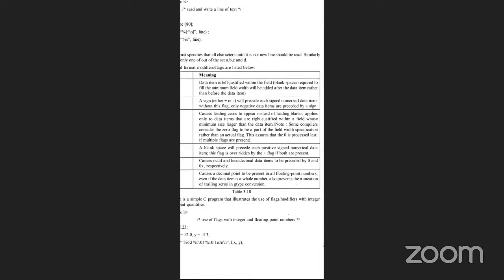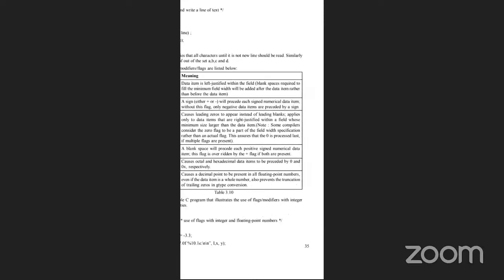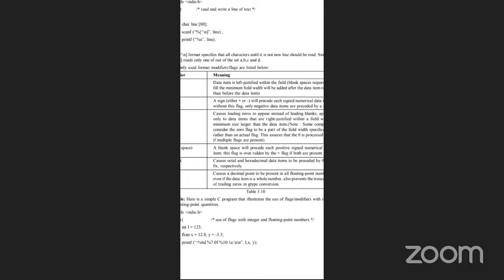It causes octal and hexadecimal data items to be preceded by 0. It causes a decimal point to be present in floating point numbers even if the data item is a whole number. It also prevents the truncation of trailing 0s in g-type conversion. Here is one example, a simple C program that illustrates the use of flags, modifiers, integers, and floating point quantities.